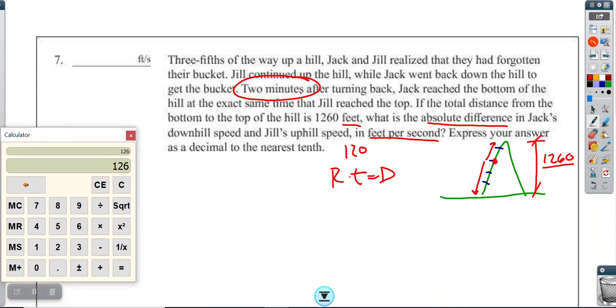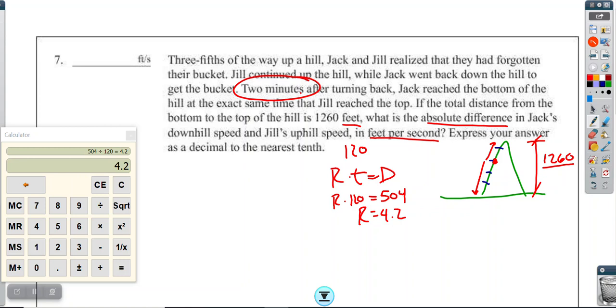First I put in my calculator times 0.4. All right, so we know that Jill walked 504 feet. So her rate times 120 seconds is equal to 504. Well, let's go find her feet per second rate. So I'm going to divide this by 120. And so she was going at a rate of 4.2 feet per second.